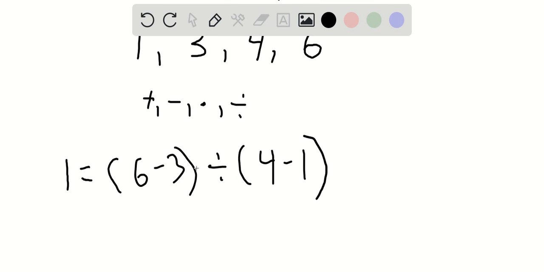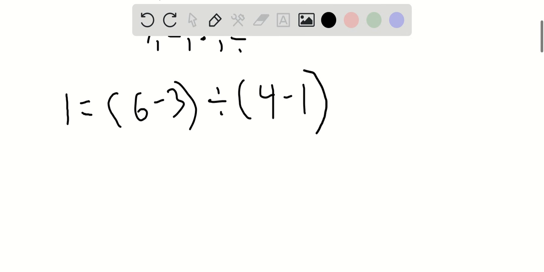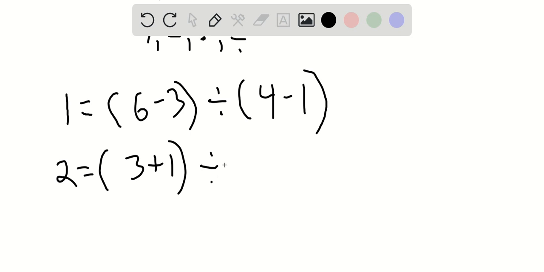You might want to try to find a different expression that evaluates to 1, but we only need 1. So there's an expression that evaluates to 1, and then we can keep going. We say that 2, well, 2 is going to be equal to what? I think if we do 3 plus 1, that's 4. And then we need 4 divided by 2, which is 2, right? The other two numbers we have are 6 and 4, whose difference is 2. So we do 3 plus 1 divided by 6 minus 4. And that indeed is equal to 2.